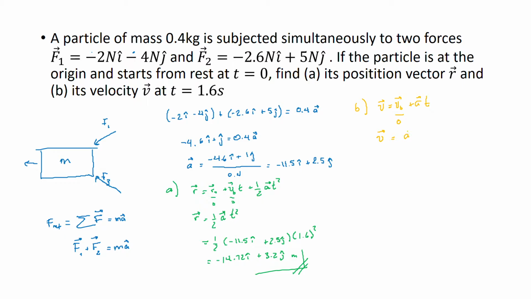It's equal to acceleration times time, and well, the velocity is going to be equal to minus 11.5i plus 2.5j times 1.6, and this is going to be equal to minus 18.4i plus 4j, excuse me, in j. Okay, and this is going to be meters per second, and there you go.